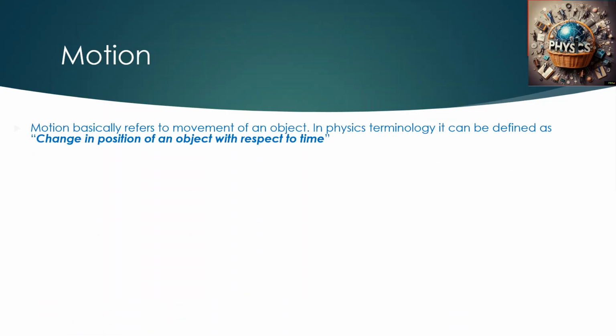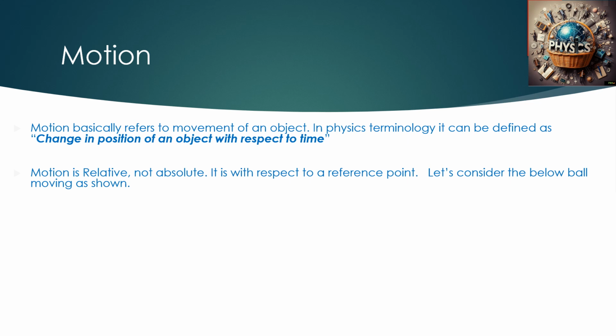So let's start with motion. Motion basically can be defined as the change in position of an object with respect to time. So if the body was at one position at one point of time and then it moves to another position at a different point of time, then the body can be said to be in motion. Motion is basically relative, it's not absolute. And it can be calculated with respect to a reference point.